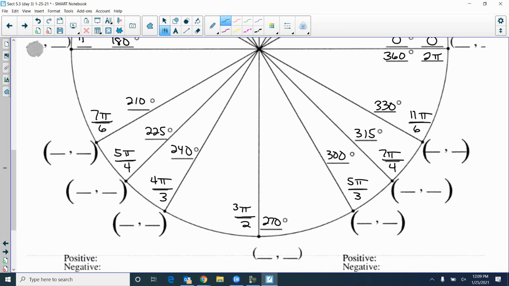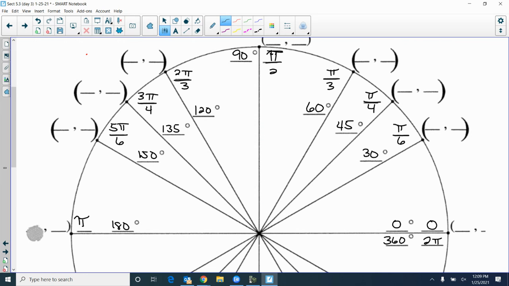All right, what are those marks on the outside? What are those there for? You recall? Coordinate points. Do you know the coordinate points for 30 degrees?